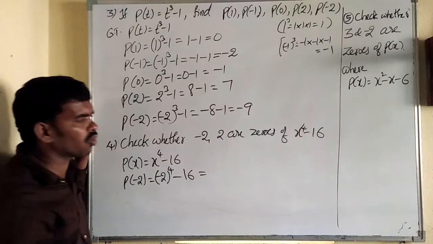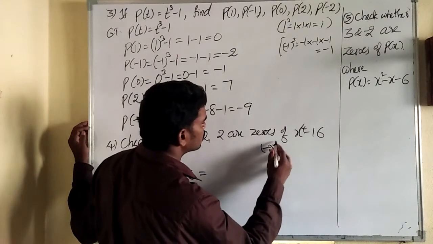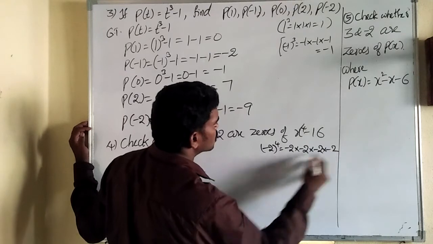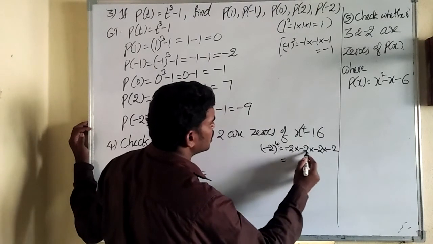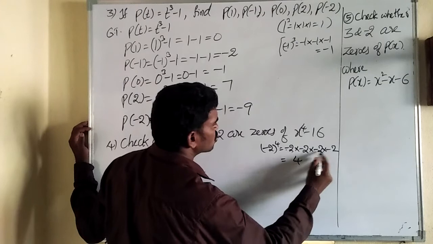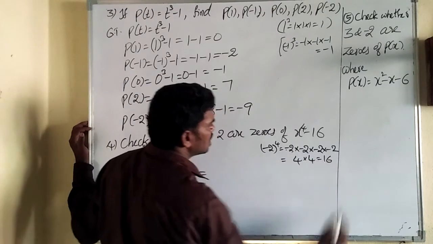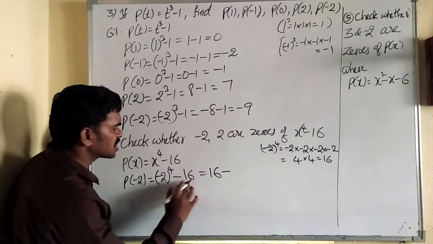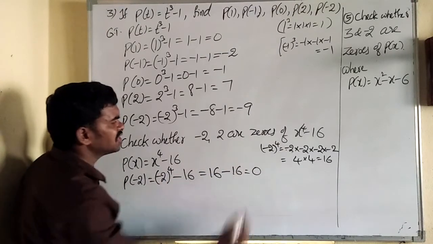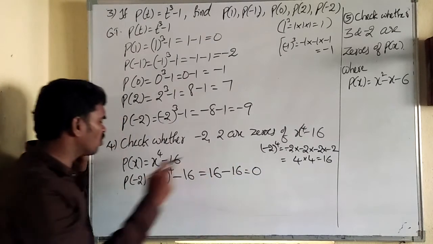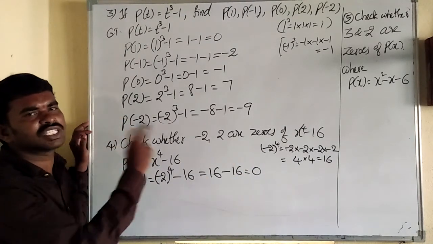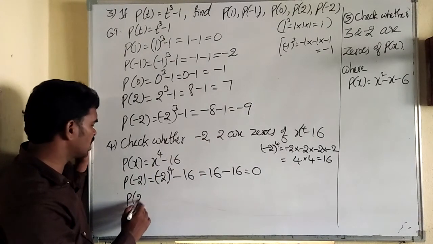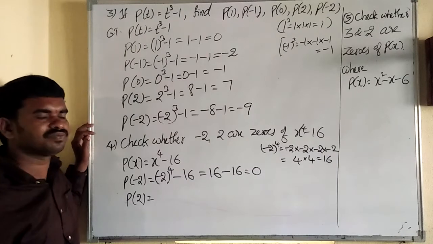(-2) whole power 4 means what? -2 into -2 into -2 into -2. Minus into minus is plus, 2 into 2 is 4. Minus into minus is plus, 2 into 2 is 4. 4 fours are 16. So 16. Next, minus means minus, 16 means 16. 16 minus 16 is 0. So the answer is 0. Therefore, -2 is a zero of this polynomial. Next, find out p of 2, because we have to check for 2 also.